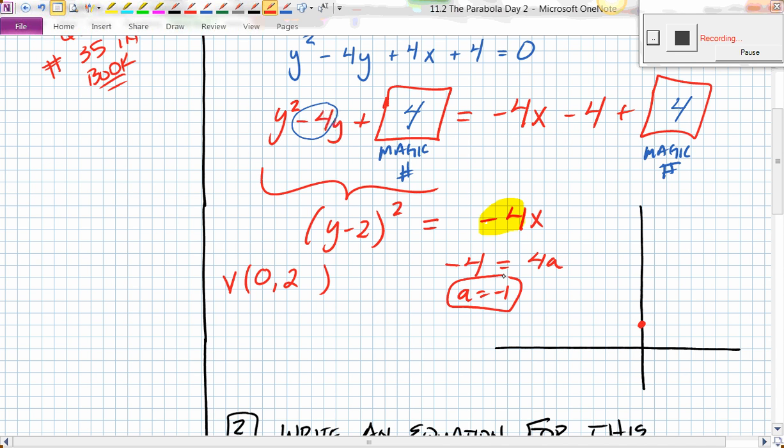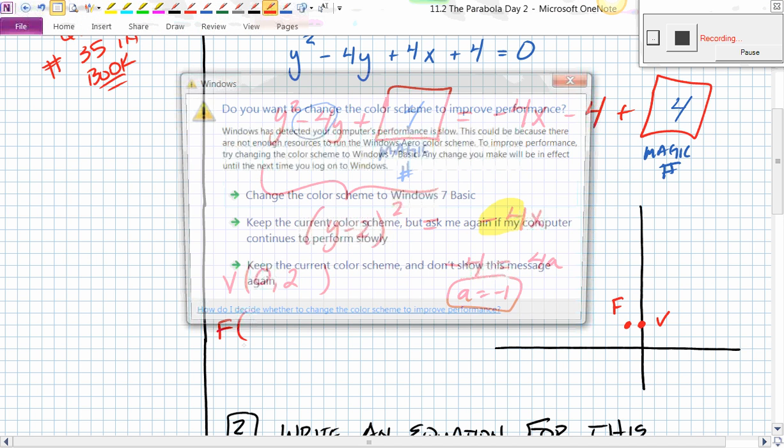So interpret that for me. What does a have to be when it says negative 1? What does that mean? Interpret that. Yeah, what do you think? Yeah, we know it opens to the left, but I want someone to interpret the a equals negative 1 part for me. Yeah, that means just go 1 unit to the left from where? From the vertex, right? So here's my vertex. So if I go 1 unit to the left, there is my focus. So now my focus has to be at, what's the coordinate for that?